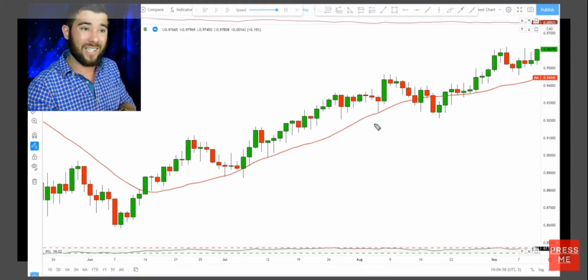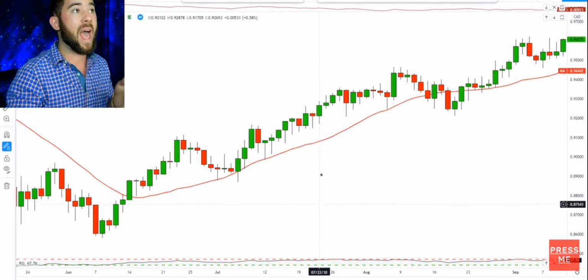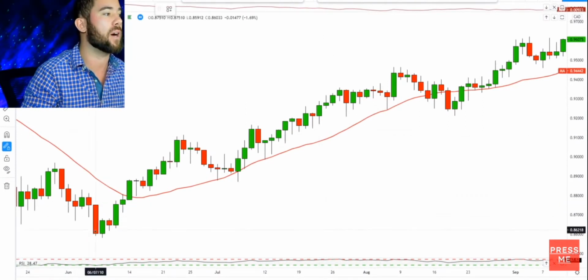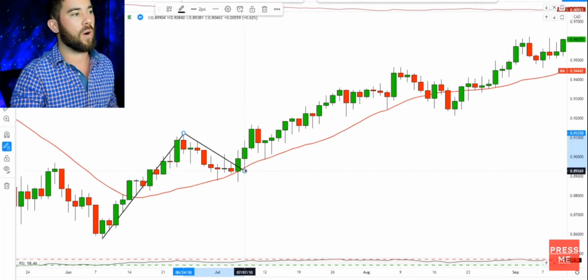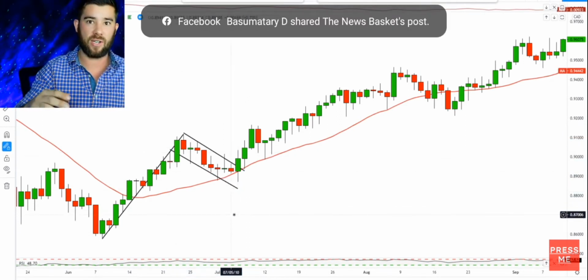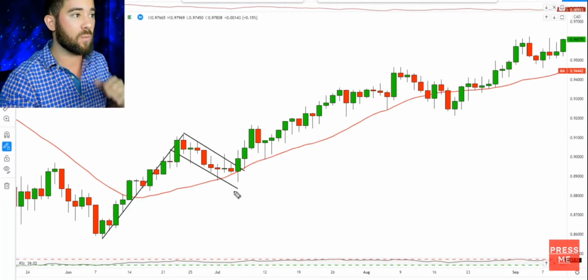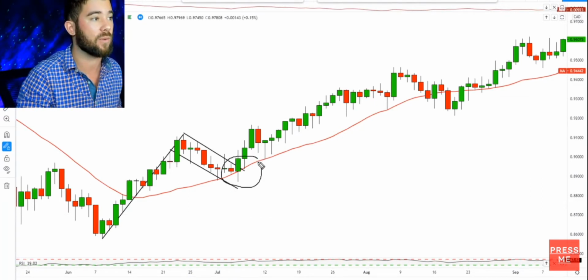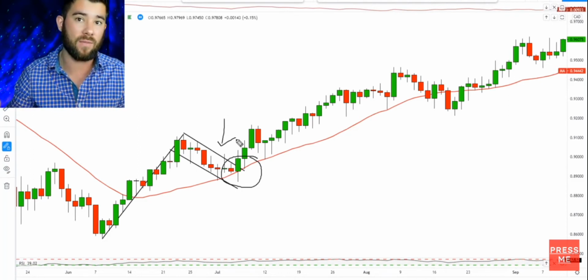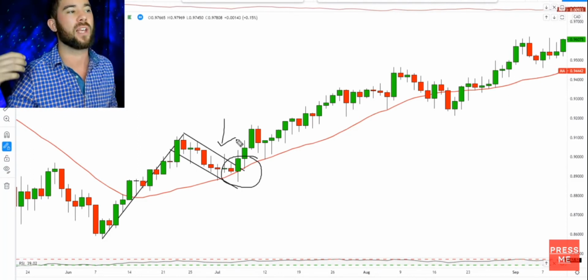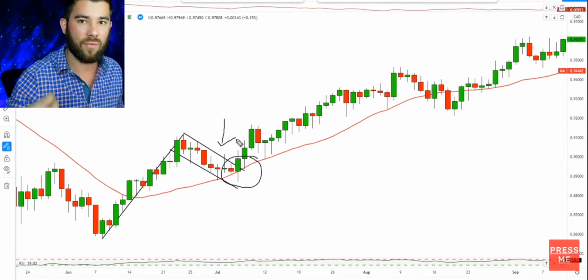The way I like to use a flag pattern is if we are staying above the 20-period moving average and we've just had an impulsive move to the upside, then I want to draw out a flag pattern on my period of consolidation. After that period of consolidation, we get what is known as a breakout candle. This breakout candle breaks the top trend line of that period of consolidation, and this is when most traders decide to enter on a flag pattern trade.